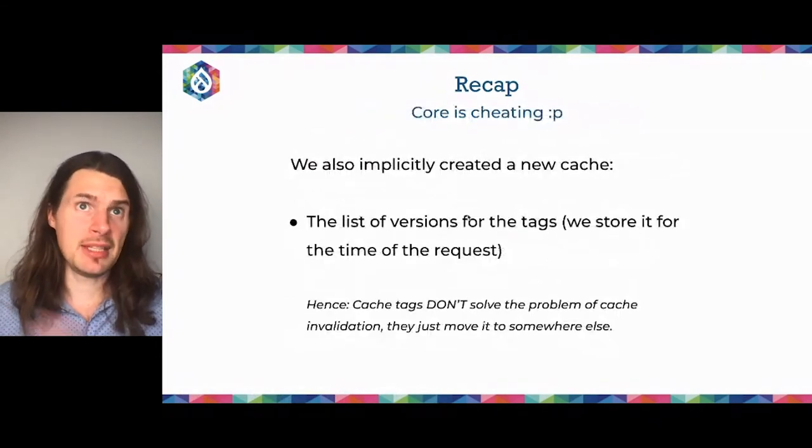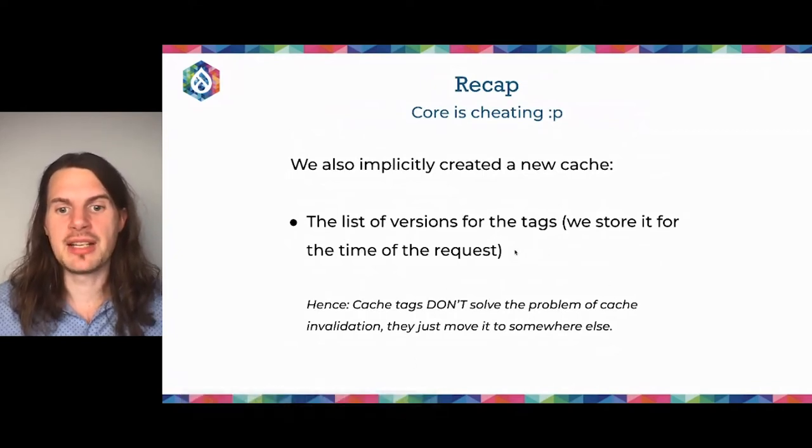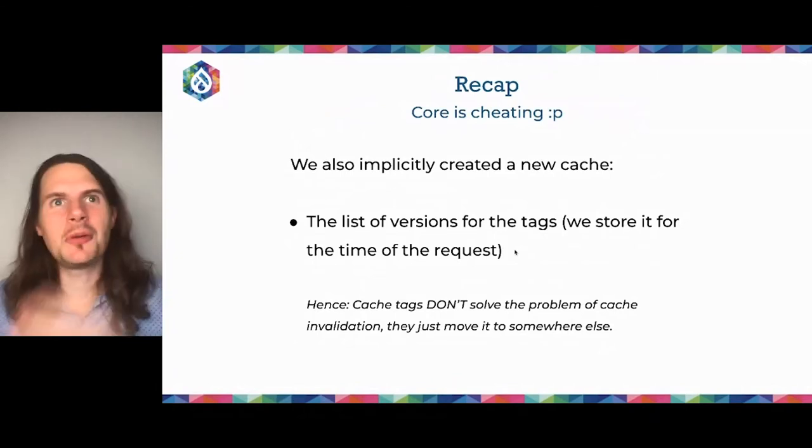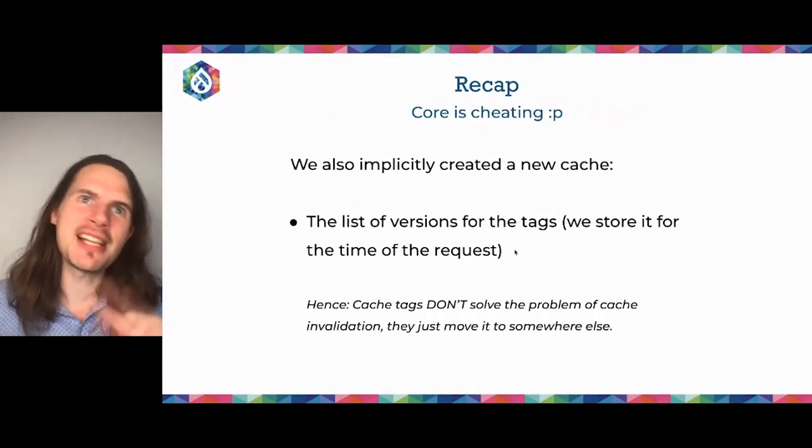And don't forget, we create a new cache because we store this list of versions for the tags inside the request for the time of the request. We don't solve the problem of cache invalidation, we just move it somewhere else. So many said we've solved cache invalidation now with cache tags. And that's unfortunately not really true.